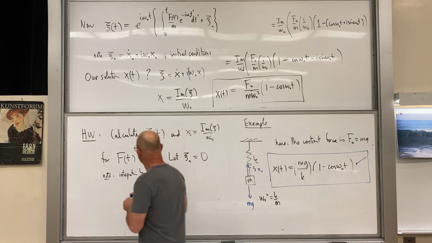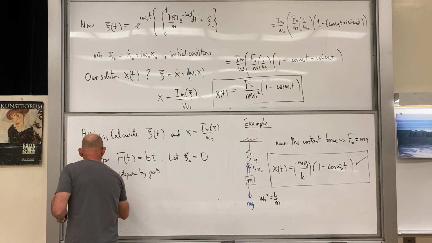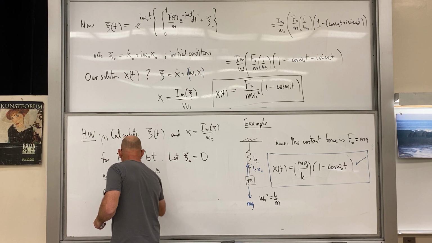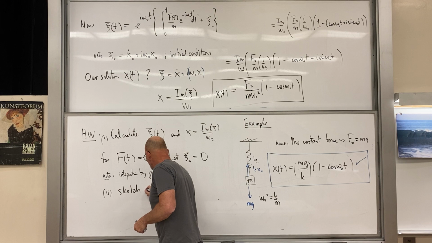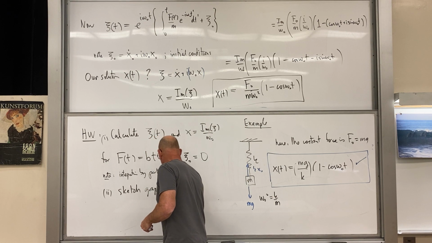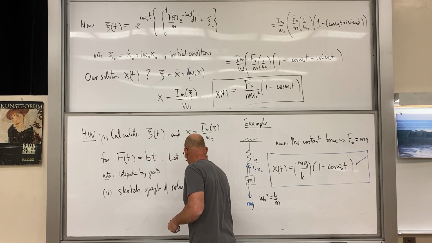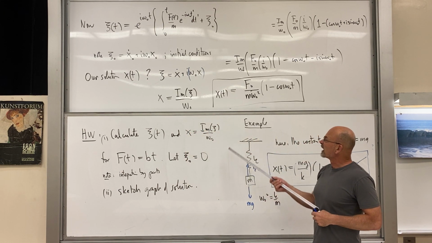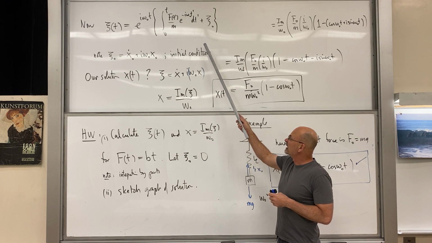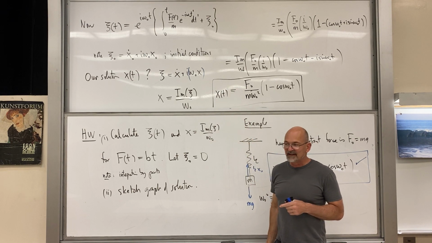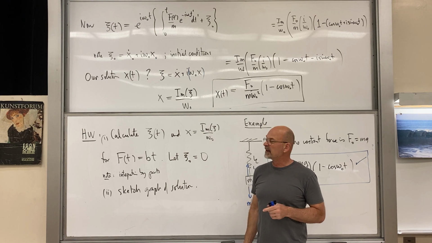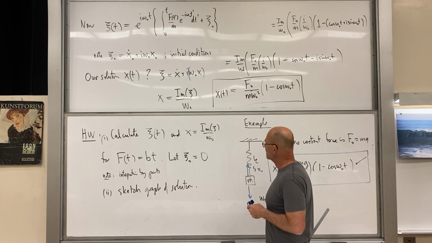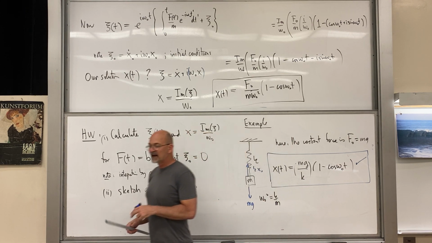So calculate this. Here, I'll make this a two-parter: sketch the graph of your solution. That's always good practice if you can do it. Good. So that's a nice problem. We're going to come back to this topic and try to work out the resonance catastrophe, the resonant phenomenon that I showed you with the all-time demonstration there. But we'll leave it at that and see you guys next time.